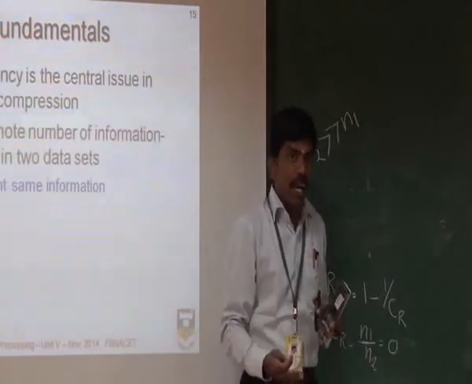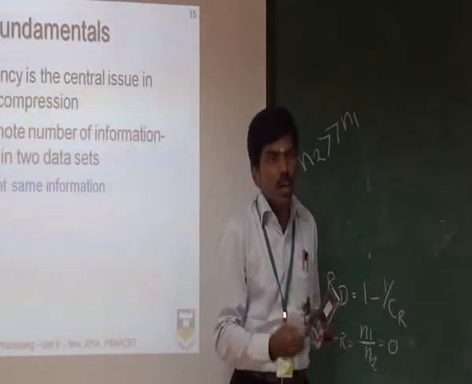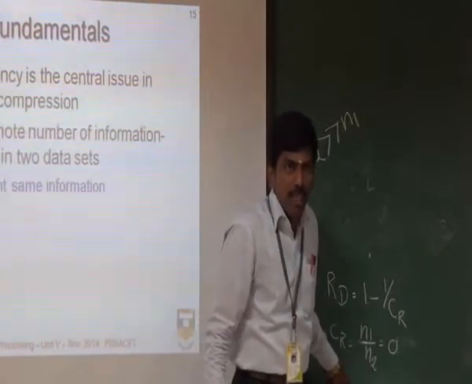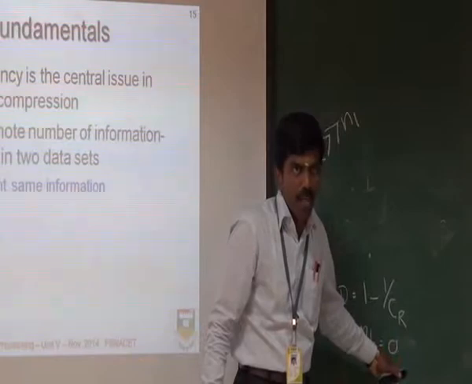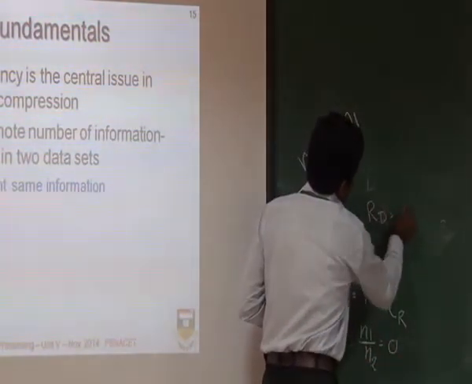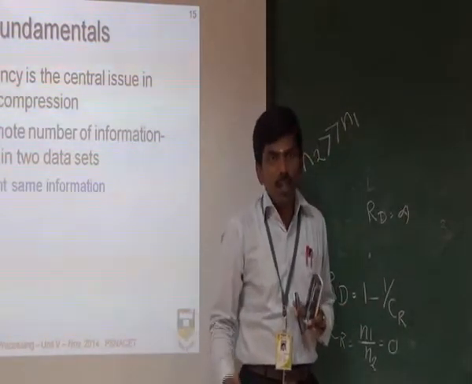N2 is very high, so CR will come to approximately 0 point something, for example 1 by 100, that is 0.01, so approximately 0. So what will happen to RD? RD is 1 minus 1 by CR, so 1 by 0 is infinity. RD is infinity.